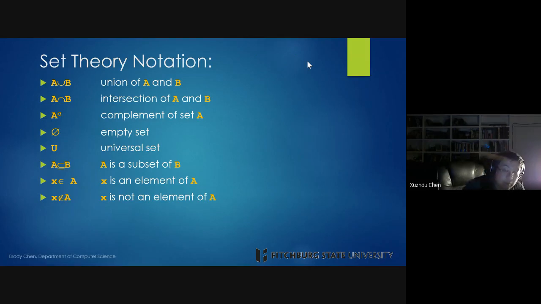Okay, let's summarize this. A union B, A intersection B, complement of A, empty set, universal set, A is a subset of B, x is an element of A, and x is not an element of A. So these are all the notations, and we summarize all of them with this notation. Okay.